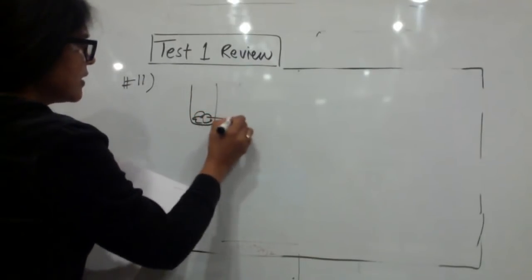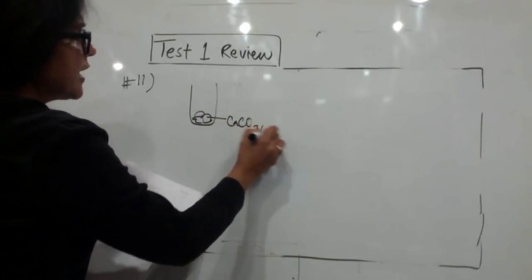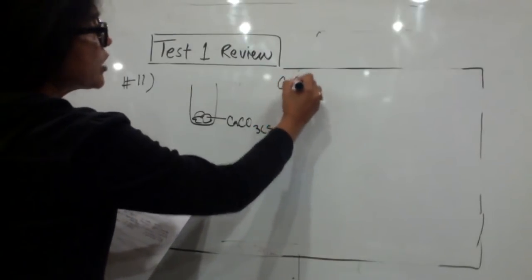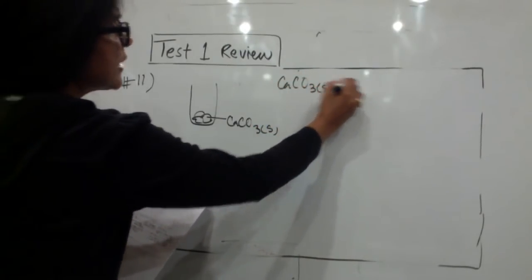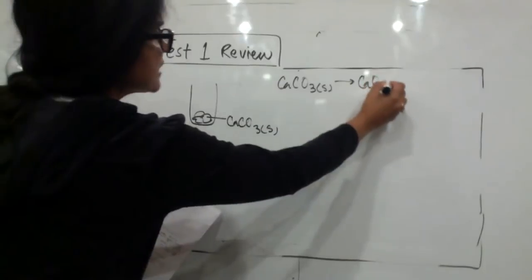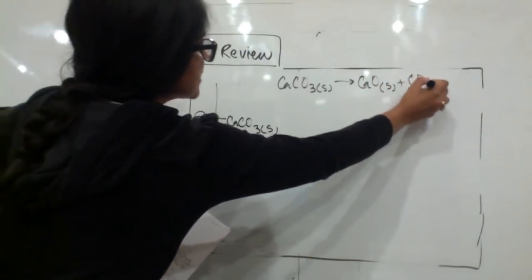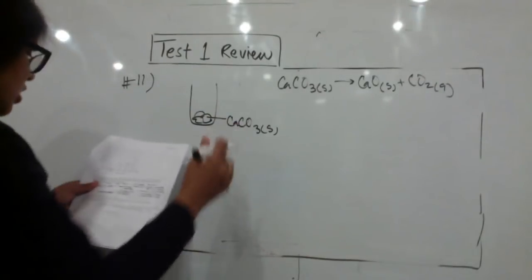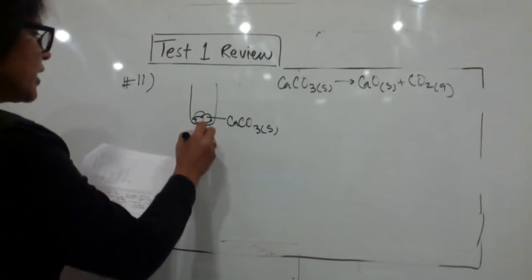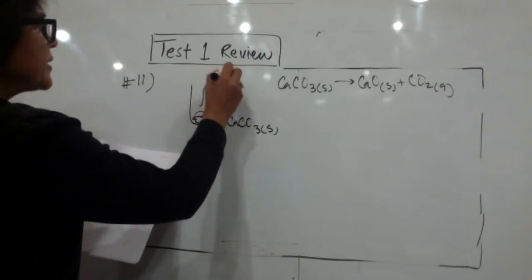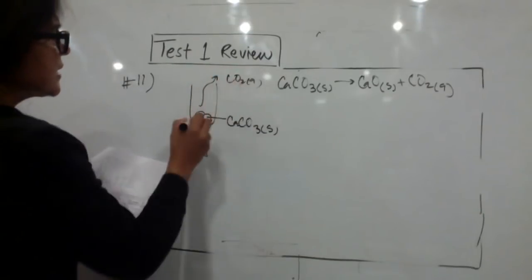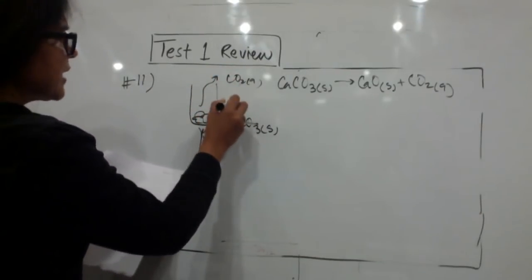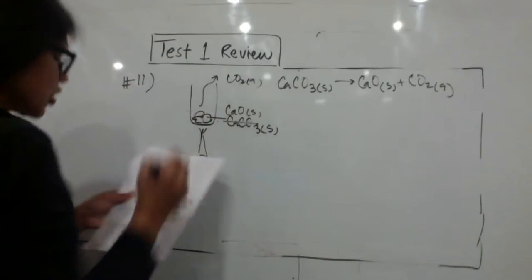11 says a test tube containing calcium carbonate, and again this will have the equation: calcium carbonate solid when heated forms calcium oxide solid plus carbon dioxide gas. This has to be given to you. So you have solid calcium carbonate, you heat it up, and carbon dioxide gas escapes, and what remains here is calcium oxide solid.